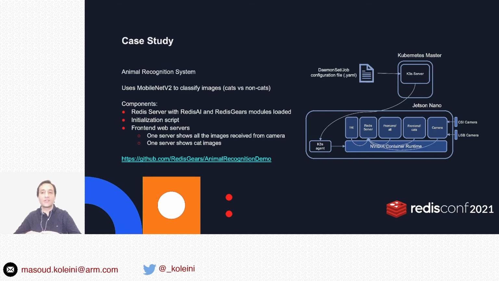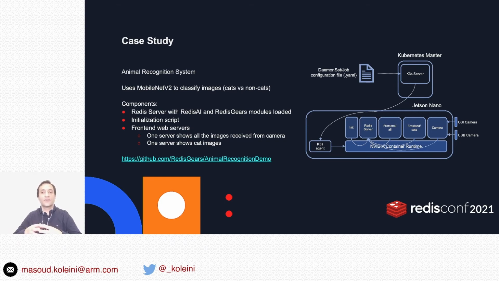The pipeline reads the new images, runs inference on them, and if a cat is detected in the image, it adds the image to the output stream. One front end reads the image from the input stream with all the images and shows that to the user, and the other one reads the output stream with the cat images. This scenario simulates a realistic application.